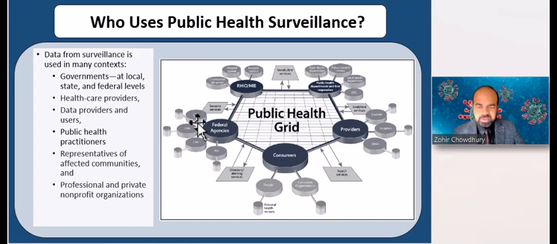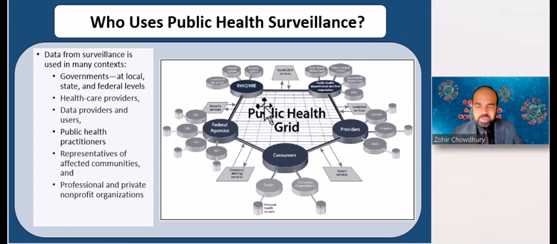Center for Disease Control, CDC, Food and Drug Administration, FDA, National Institutes of Health, NIH, Centers for Medicare and Medicaid Services, CMS. So these are all places where in the U.S. public health surveillance is utilized at the government, local, state, and federal level. Data can also be used by healthcare providers, such as hospitals, clinics, as well as healthcare providers from Department of Defense or the U.S. Department of Veterans Affairs, so VA.